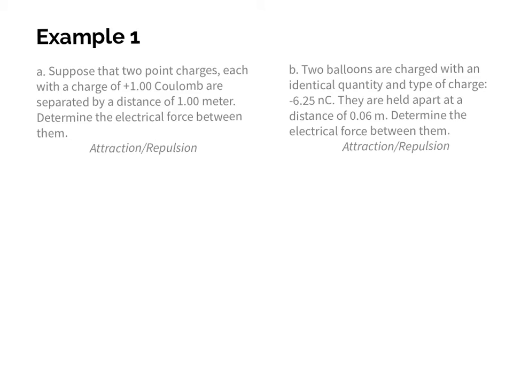For these first two examples, what we're going to do is just talk about how we actually use Coulomb's law. Coulomb's law, right on top here, is going to be K, Q1, Q2 over distance squared. K is that Coulomb's constant of 9 times 10 to the 9th. Q1 and Q2 represent the charge of each object, and D represents the distance between them. In this problem, we were given an amount of charge of 1 coulomb. Coulombs is our unit of charge, so the value of 1 would be a single coulomb of charge.